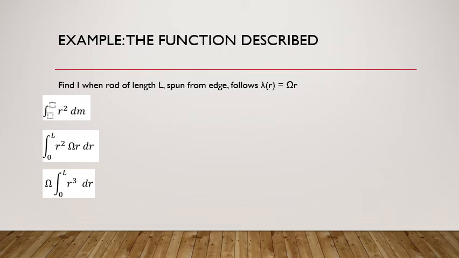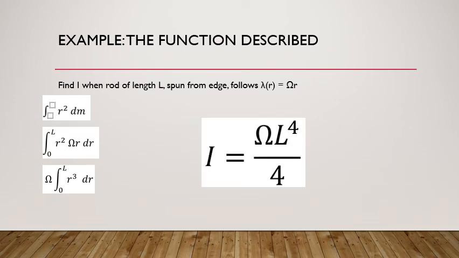We moved things around and combined r, so we have r cubed. We moved omega outside because it was a constant. Then we take the integral of r cubed with respect to r, which is r to the fourth over 4. We substitute L and 0 in as our limits, and we get our final answer: I equals omega L to the fourth over 4.